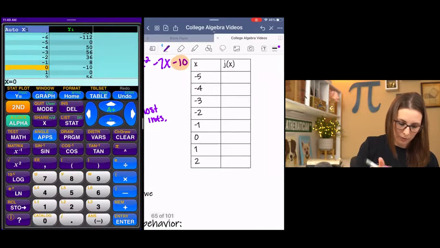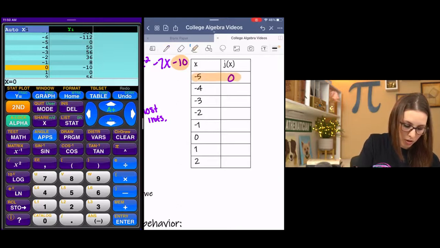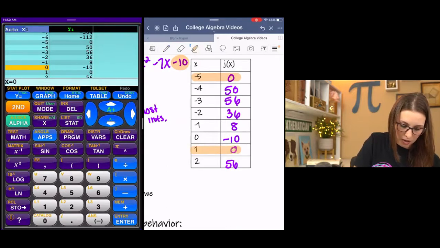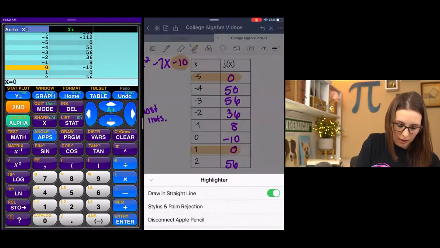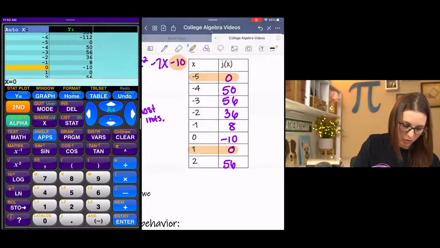And now I'm going to fill out my table. I've got a 0. Yay! I'm going to highlight that because that's important. 50, 56, 36, 8, negative 10, 0. Yay! 56. I'm going to highlight that. And I'm also going to highlight, whoops, that's not what I meant to do.